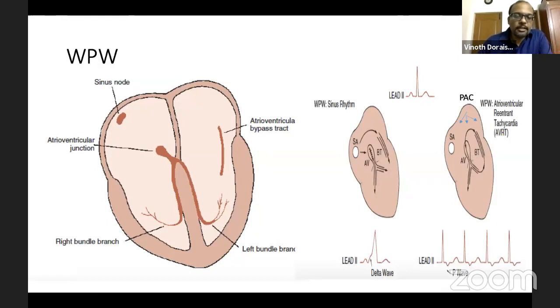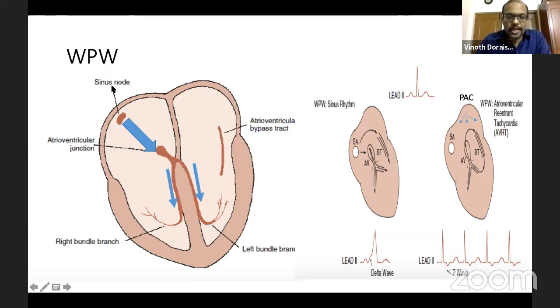In the left-sided picture, the normal depolarization will happen from the sinus node, internodal tracts, AV node, His bundle, right bundle branch, left bundle branch, and then through the Purkinje system. The only electrical connection between the atria and ventricle is through the AV node and His bundle. There is no other electrical connection. But in Wolff-Parkinson-White syndrome, you will have an abnormal connection between the atria and ventricle known as the atrioventricular bypass tract. This will connect the atria and ventricle other than the AV node.